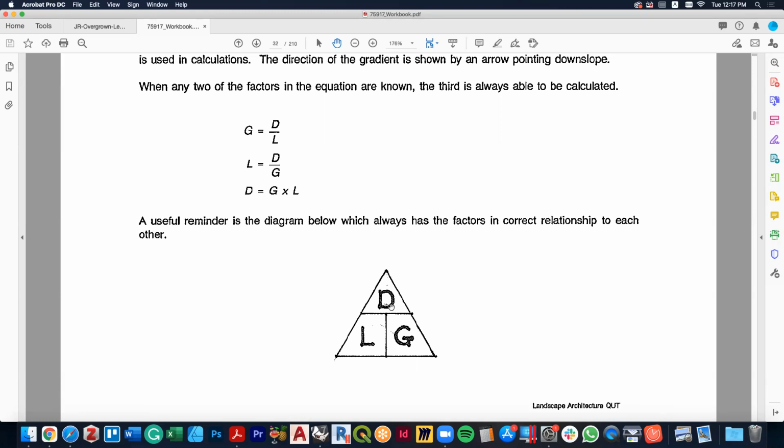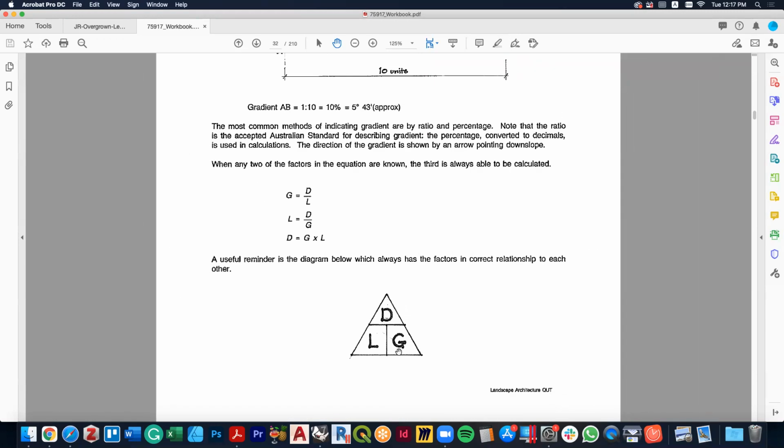But what we can do is always unpack it. If we want to know what D is, which is the vertical difference, we can say D equals L times G. If we know what the length is, we can go D over G. And if we want to know what the grade is, grade equals D over L, where grade is the decimal. And so that's always there.